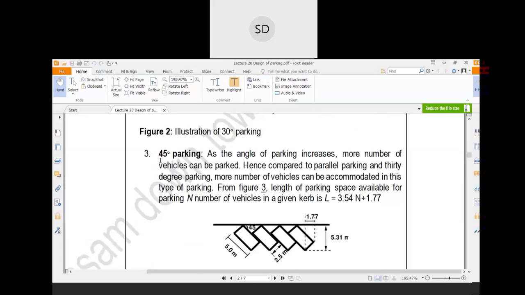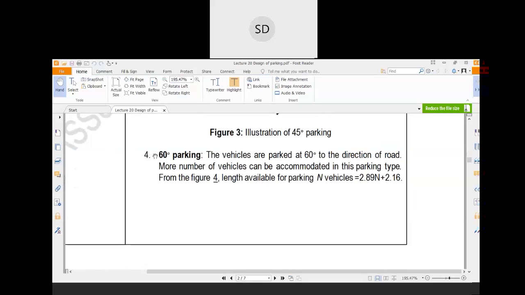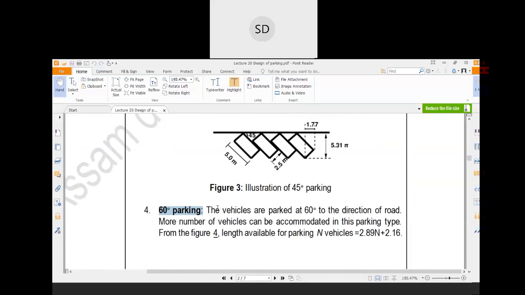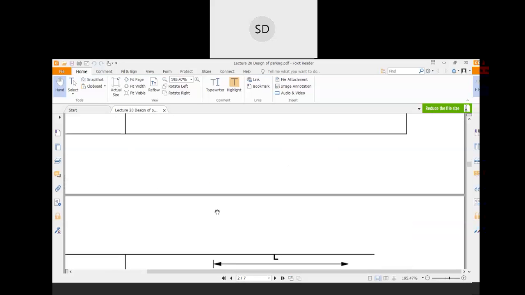Now, next is 45-degree parking. In 45-degree parking, you can park more vehicles than in 30-degree parking. But here, the maneuverability of the vehicles is further reduced, and the risk associated with 45-degree parking is also increased compared to parallel parking and 30-degree parking. Now, coming to the next one, it is 60-degree parking. In 60-degree parking also, the maneuverability will reduce further from 45-degree parking, and the risk associated with it will also increase from the previous one.